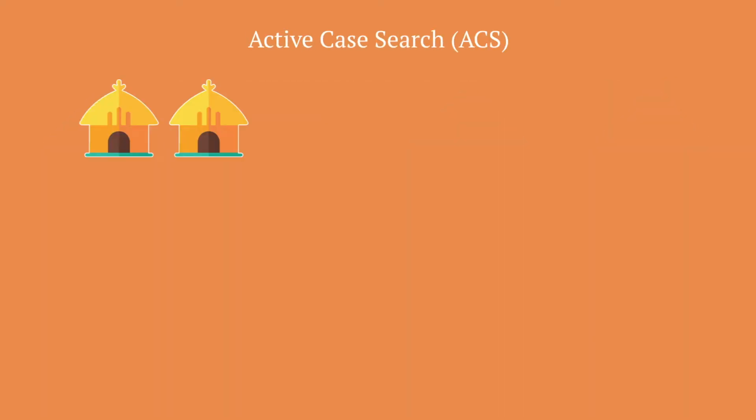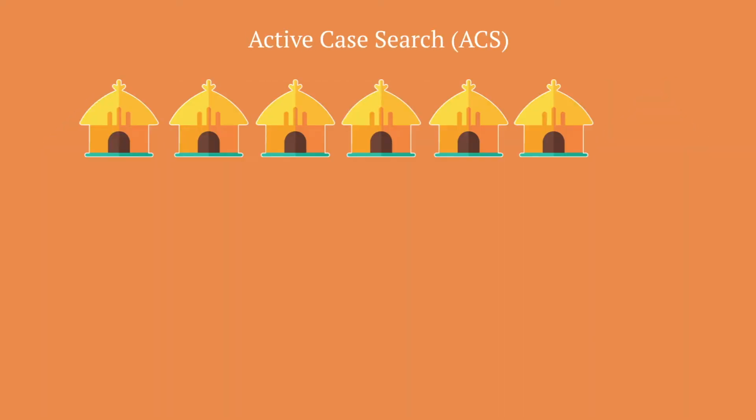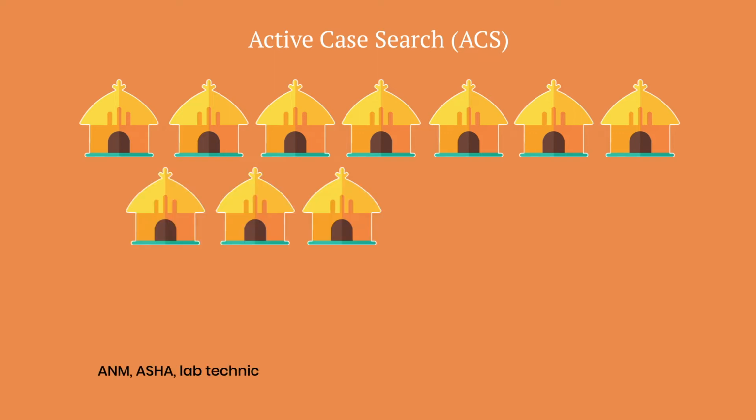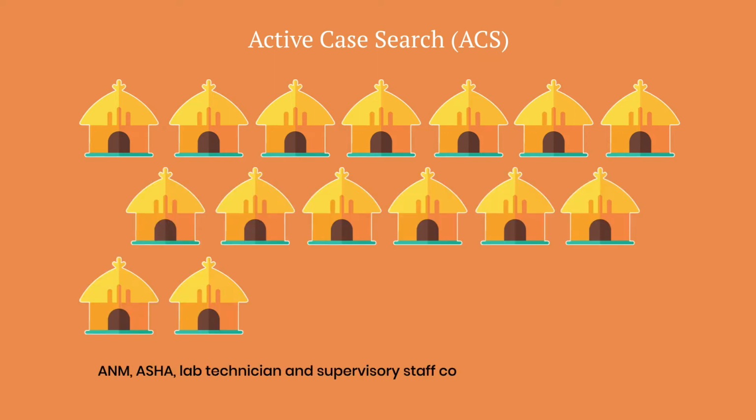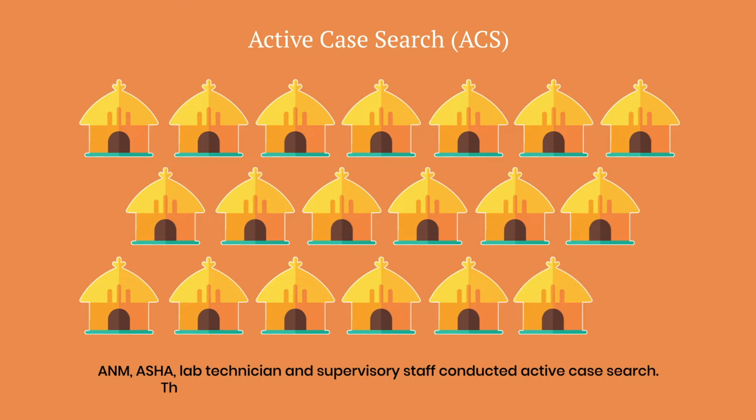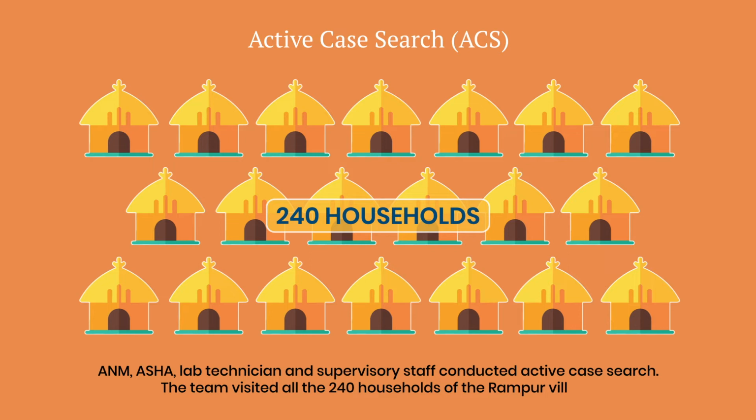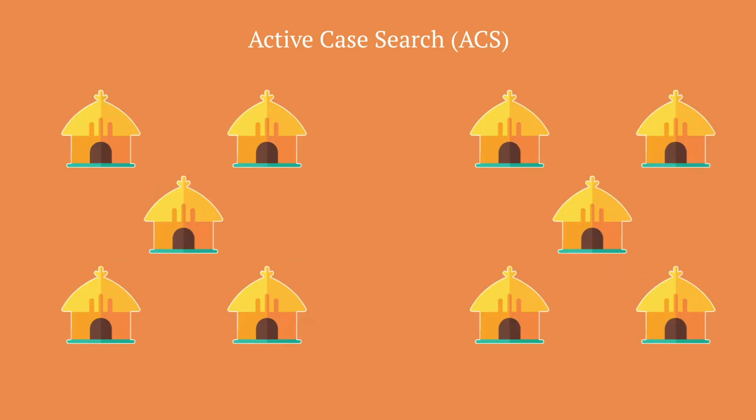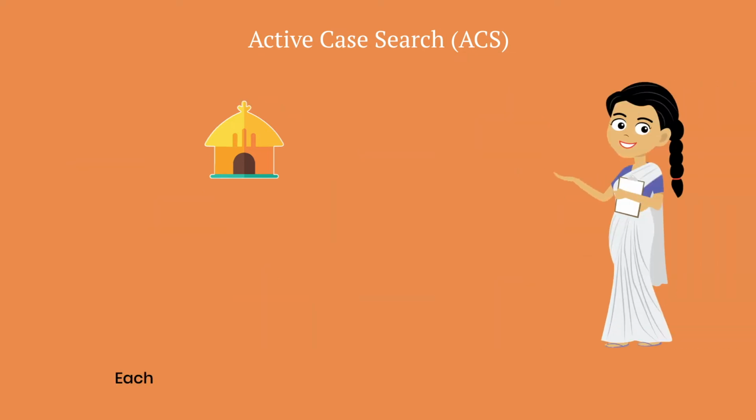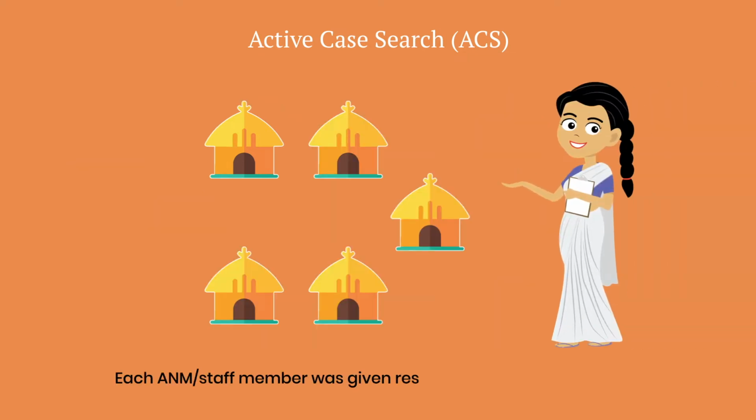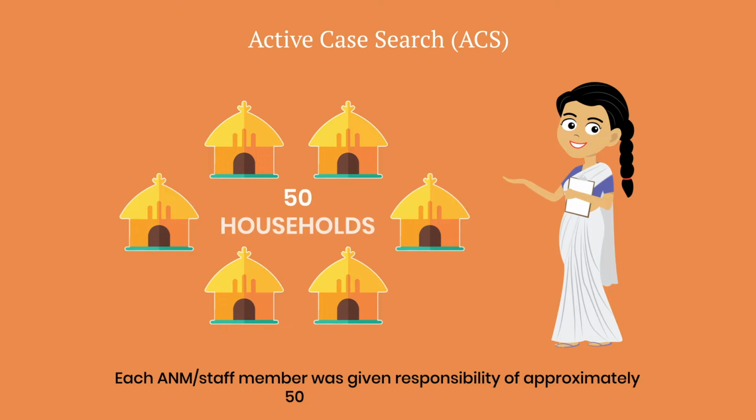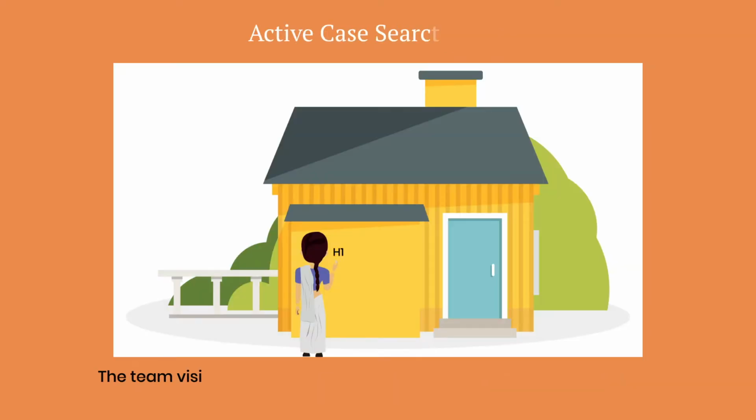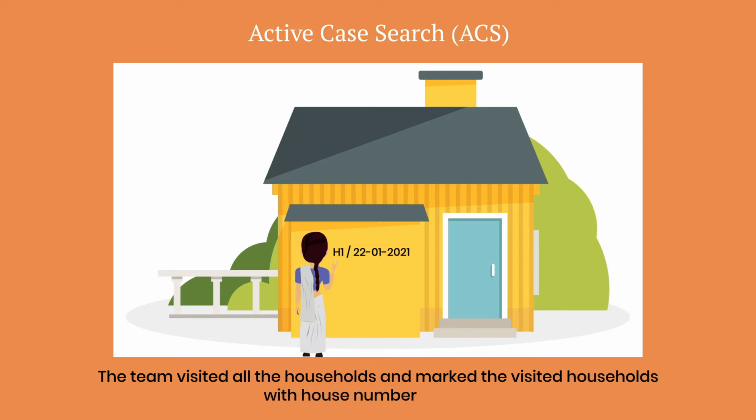Active case search. Through proper microplanning and training of ANMs, ASHAs, lab technician and supervisory staff, an active case search was conducted. The team visited all the 240 households of the Rampur village. Division of houses amongst the team members was done using polio microplan. Each ANM or staff member was given responsibility of approximately 50 households in a day. The team visited all the households and marked the visited households with house number and date.